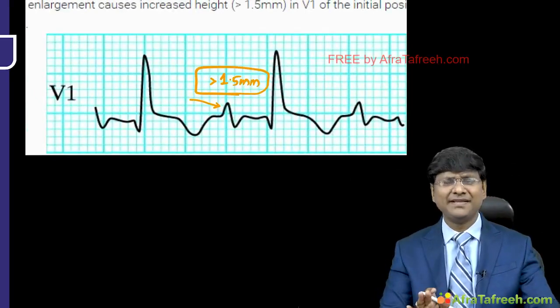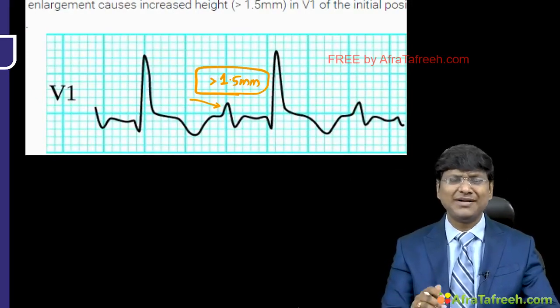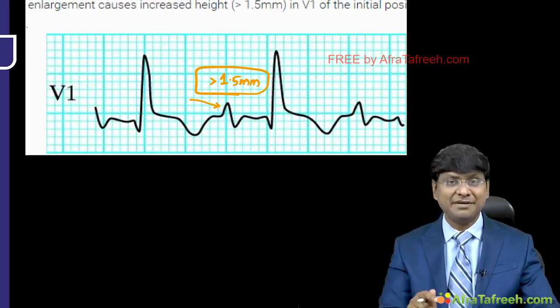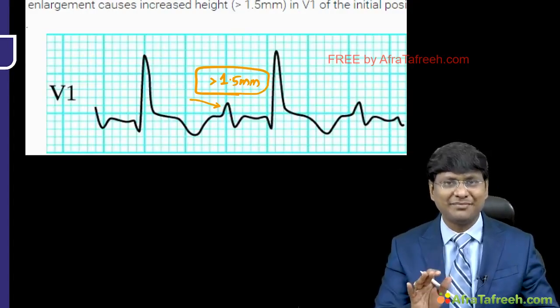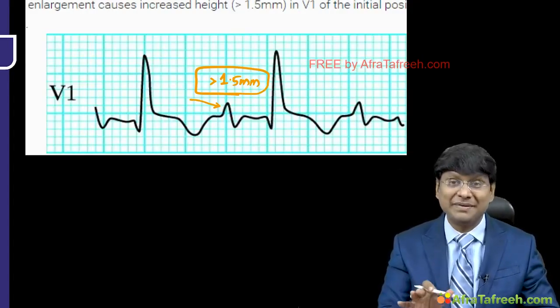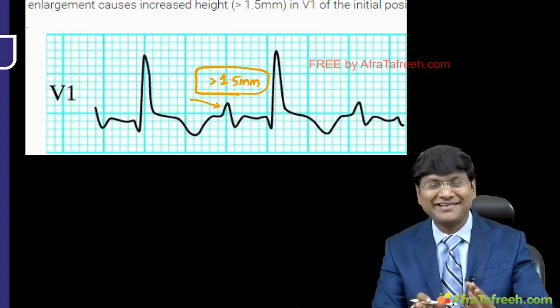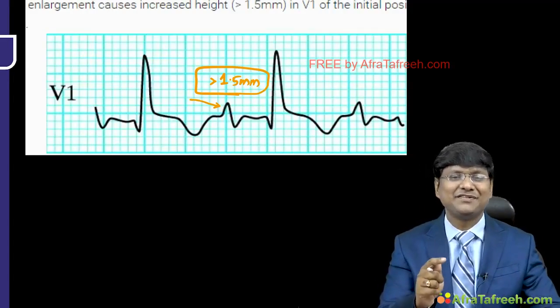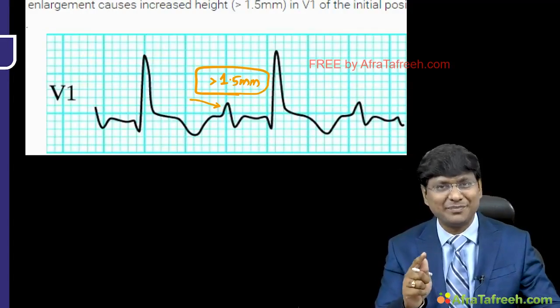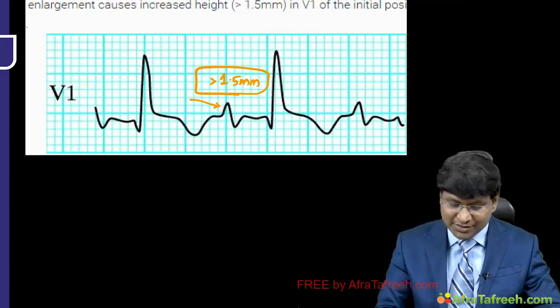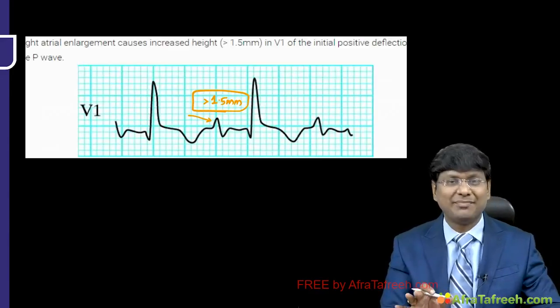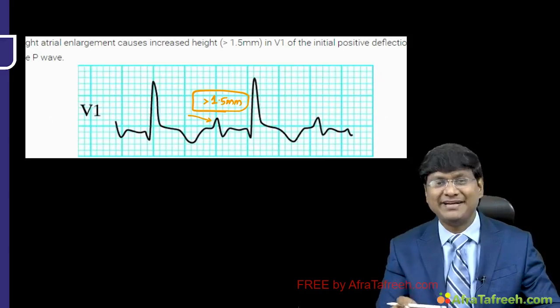Normally, the first half of the P wave in lead V1 will be around 1 mm. But in case of right atrial hypertrophy, the amplitude of the first half of the P wave will be more than 1.5 mm. So that is the abnormality of the right atrium in lead V1.